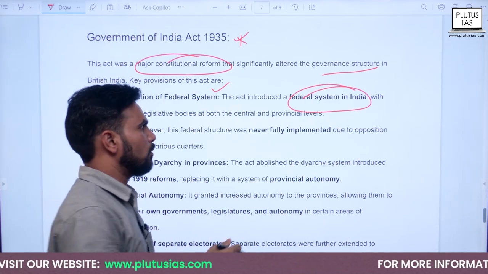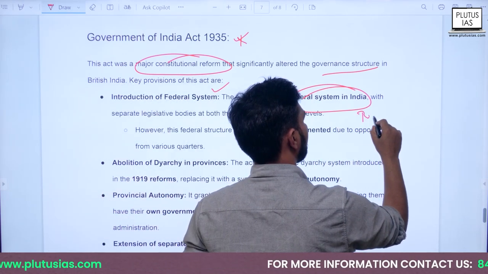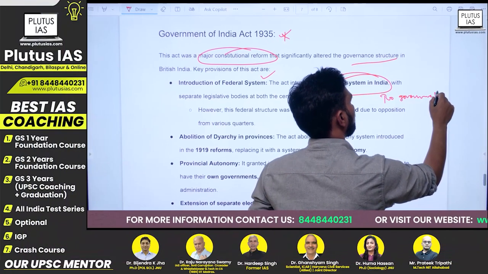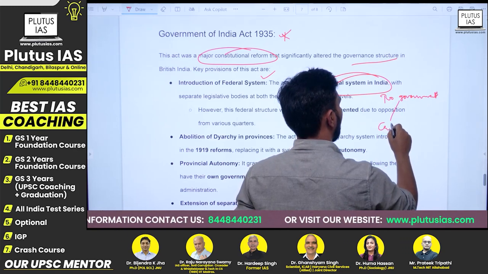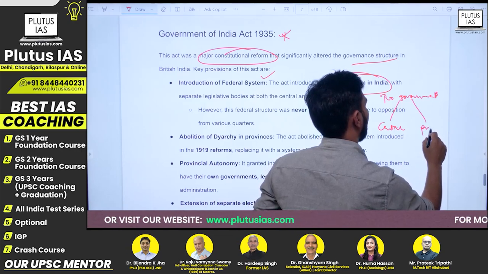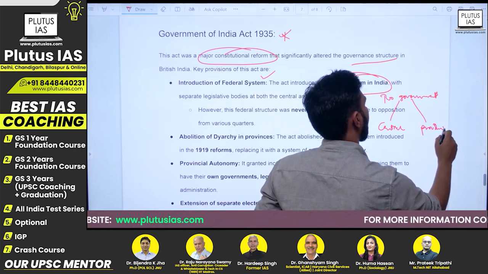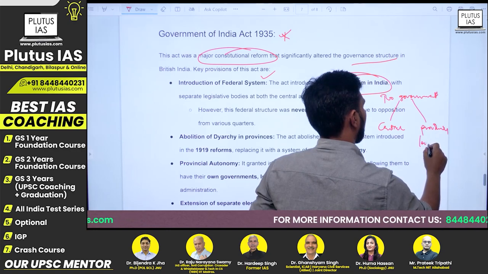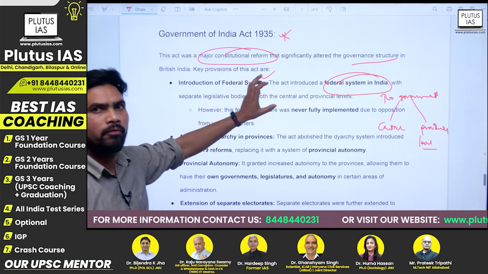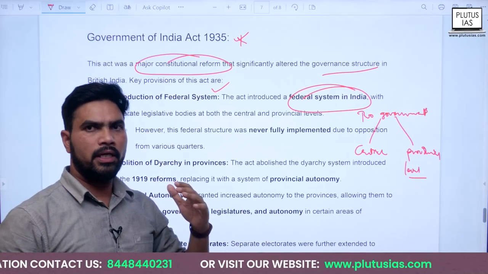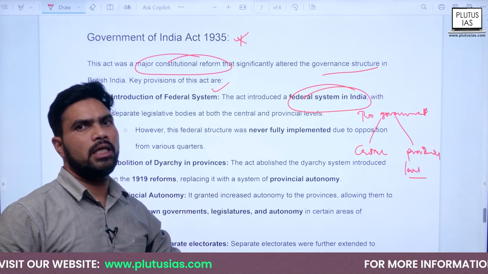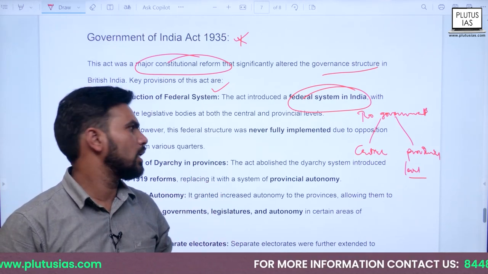Federal system means there will be two governments. One is at the central level. The other is at the provincial level. So it introduced the federal system where the government will be there at these two stages: one at the central level, the other at the provincial or state level.